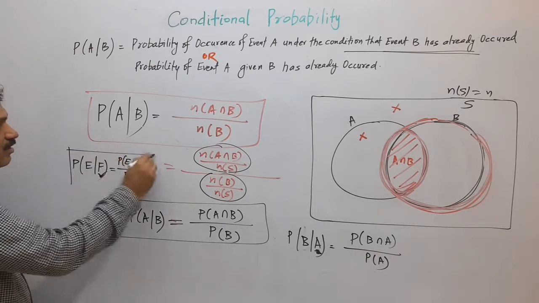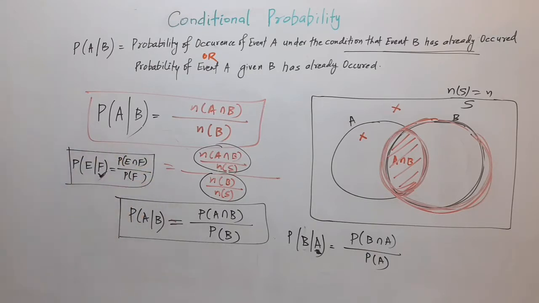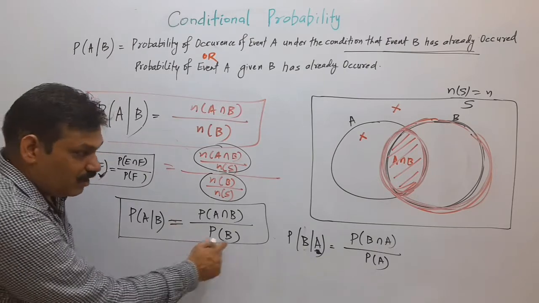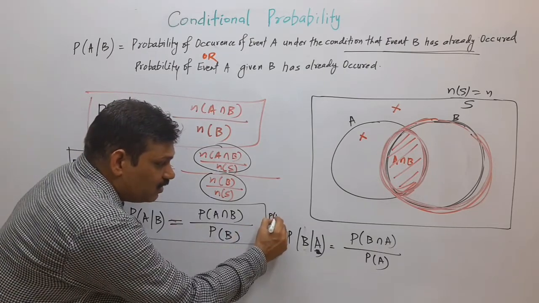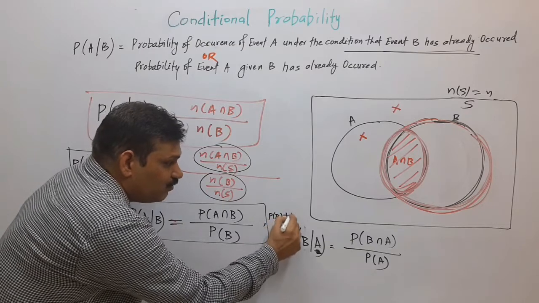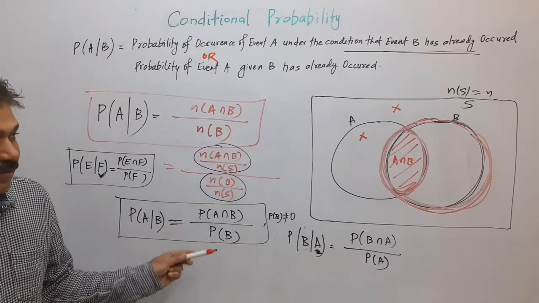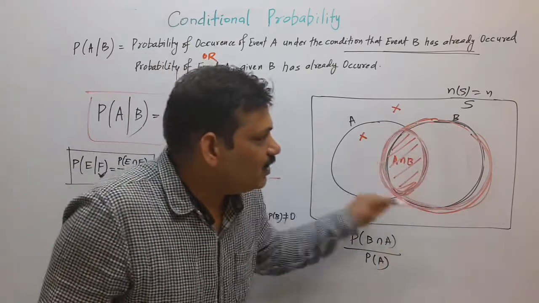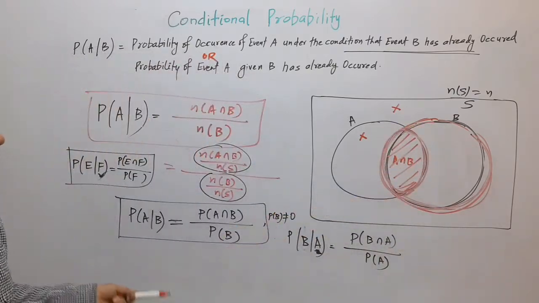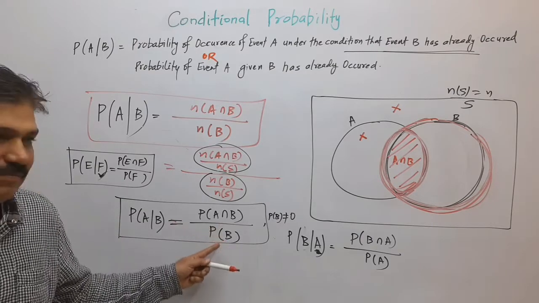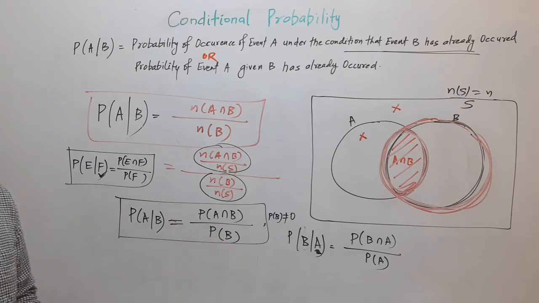Here, one point must be noted: since we need to divide this by the probability of B, we must assign a condition that the probability of B should not be 0. If the denominator is 0, if there is no sample point in B, then no question arises, and A given B will not be defined because we cannot divide something by 0. So that is what we can talk about conditional probability.